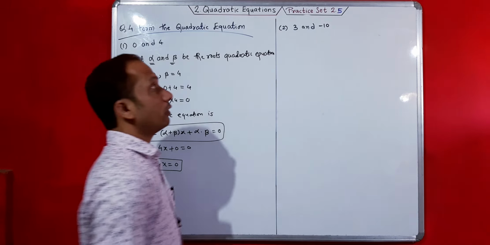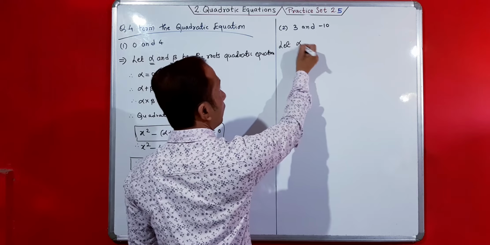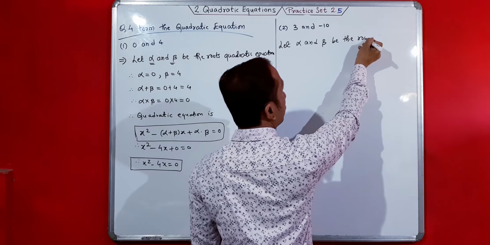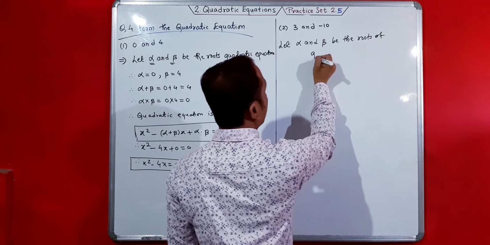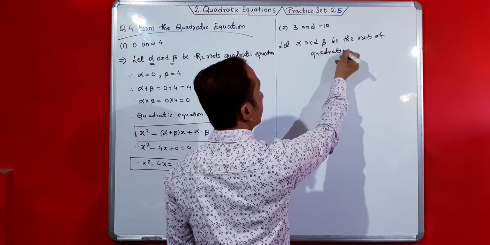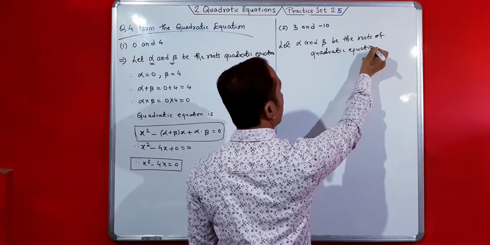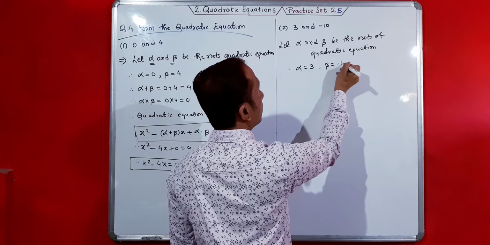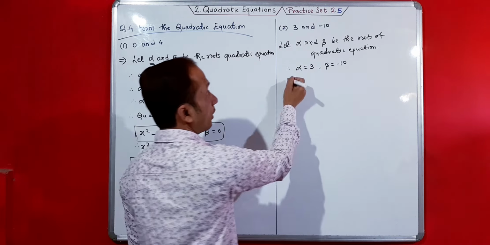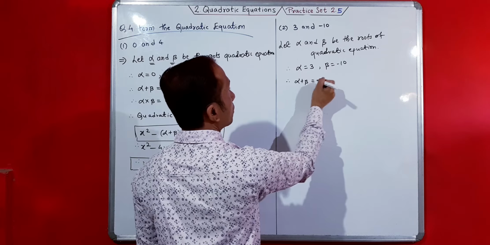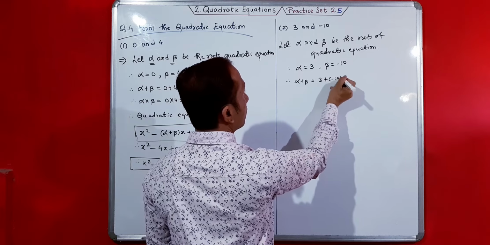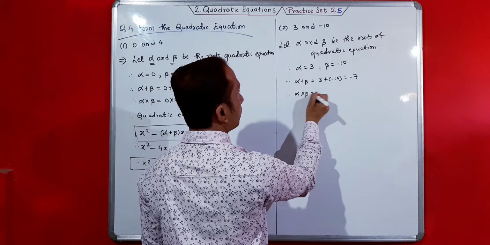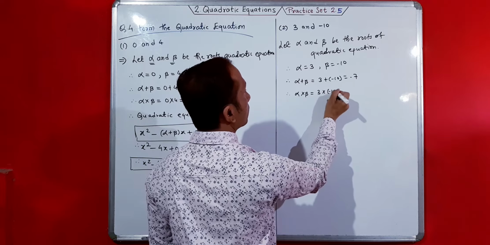Come to the second point. Let alpha and beta be the roots of the quadratic equation. Therefore alpha is equal to 3, beta is equal to minus 10. First find alpha plus beta: 3 plus minus 10, so it is minus 7. Therefore alpha into beta is 3 into minus 10, which is minus 30.